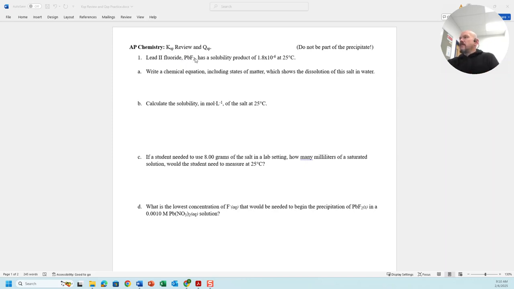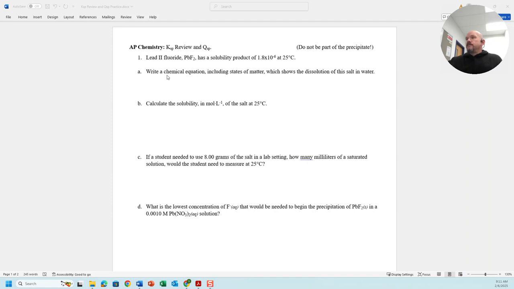The other thing to remember is our Ksp shortcuts, where Ksp equals x squared, Ksp equals 4x cubed, Ksp equals 27x to the fourth, all those things. Ksp is the solubility product, the equilibrium constant for the process, and x, the unknown, sometimes referred to as S, like in College Board, is the molarity of the entire compound. So if you can solve for that unknown, that is the molar solubility. Okay, all right, so let's just jump into it.